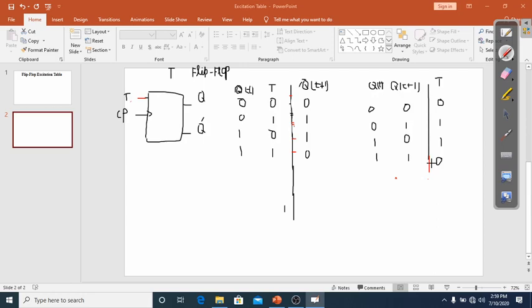You guys will keep in mind this excitation table. These excitation tables would be very useful to design the sequential circuit. So hope you guys will concentrate on this lecture. Okay, thank you. That's it. Next we will see the designing of sequential circuits. Thank you.